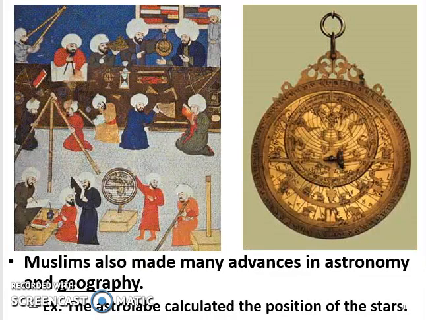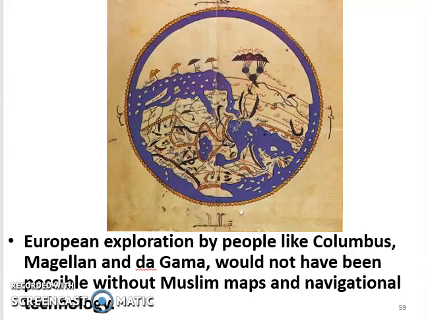Muslims also made many advances in astronomy and geography. The astrolabe, which is shown here to the right, calculated the position of the stars. So this made travel much easier. Understanding where the stars were allowed for direction to be much simpler in terms of travel on ships and caravans. And so trade is going to advance through the use of things like the astrolabe. European exploration by people like Columbus, Magellan, and da Gama would not have been possible without Muslim maps and navigational technology. That is the end of the unit on Islam.